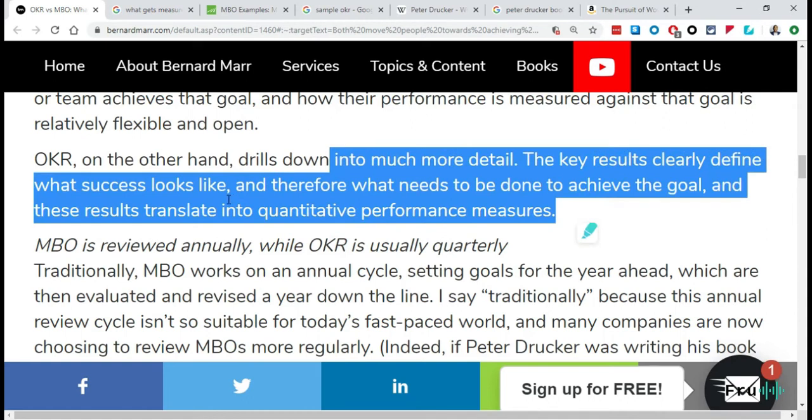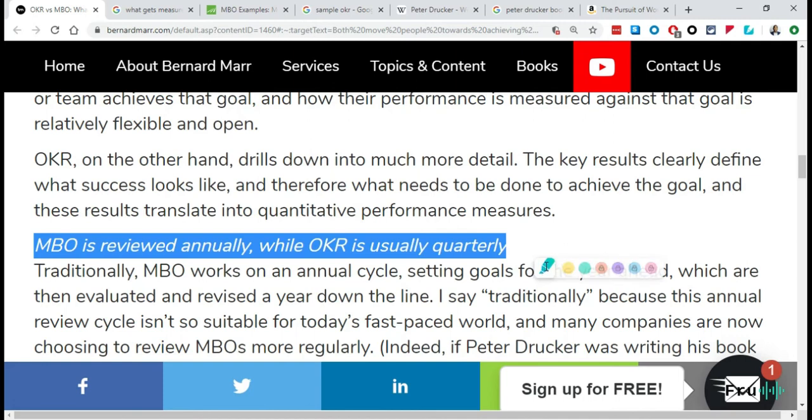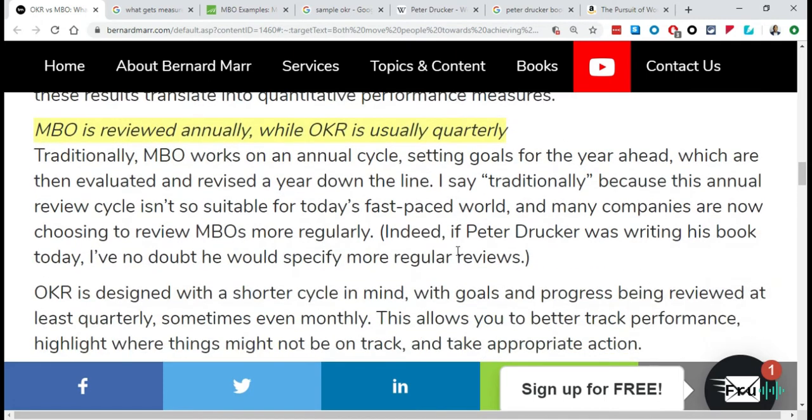All right, so that goes into what we just discussed. The next one: MBO is reviewed annually, OKR is reviewed usually quarterly. As I mentioned in the beginning, I've been exposed to MBOs in some of my previous roles. I've worked in companies where MBOs were used every calendar year. I don't think it was fiscal year, usually it was a calendar year. We go through this process and we set the objectives, do all the annual reviews and all of that. But OKR is really pushing that from annually to quarterly.